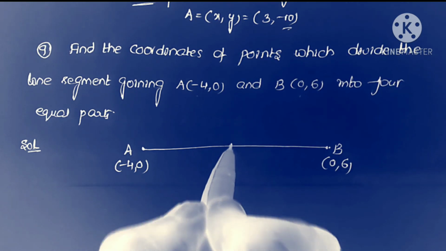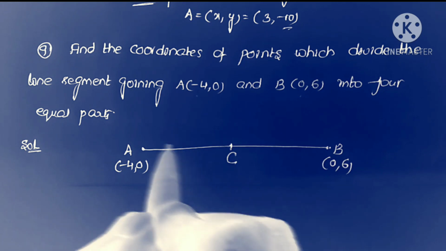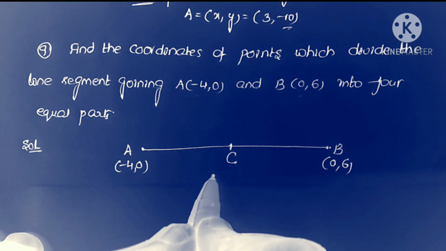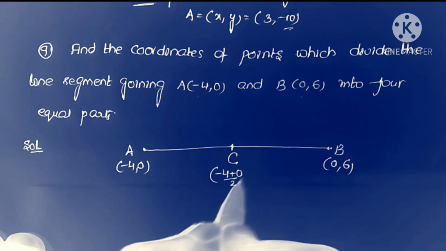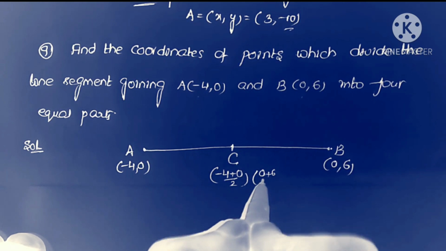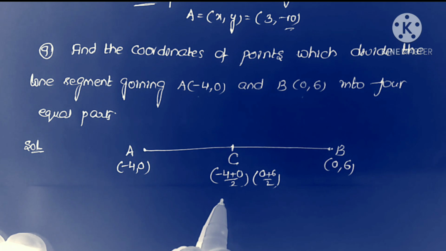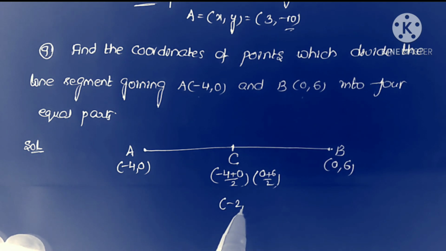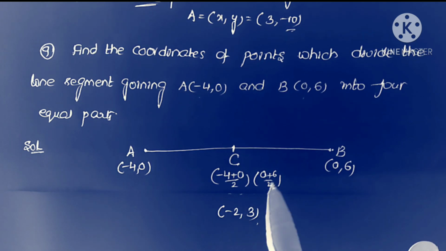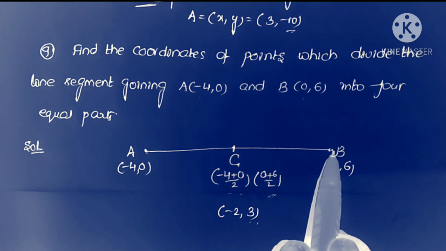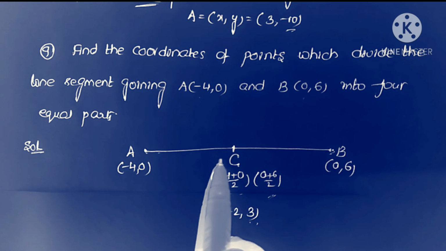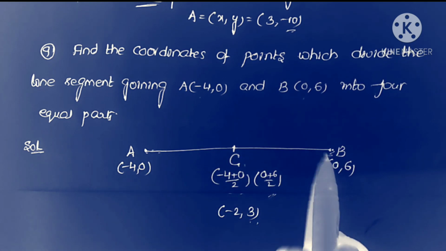First we take the midpoint of these two. Here C is the midpoint of AB. What are the coordinates of the midpoint here? (Minus 4 plus 0)/2 and (0 plus 6)/2. That is (x1 plus x2)/2, (y1 plus y2)/2, and this is equal to minus 2 comma 3, minus 4 by 2, 6 by 2. So C divides the line segment into 2 equal parts.